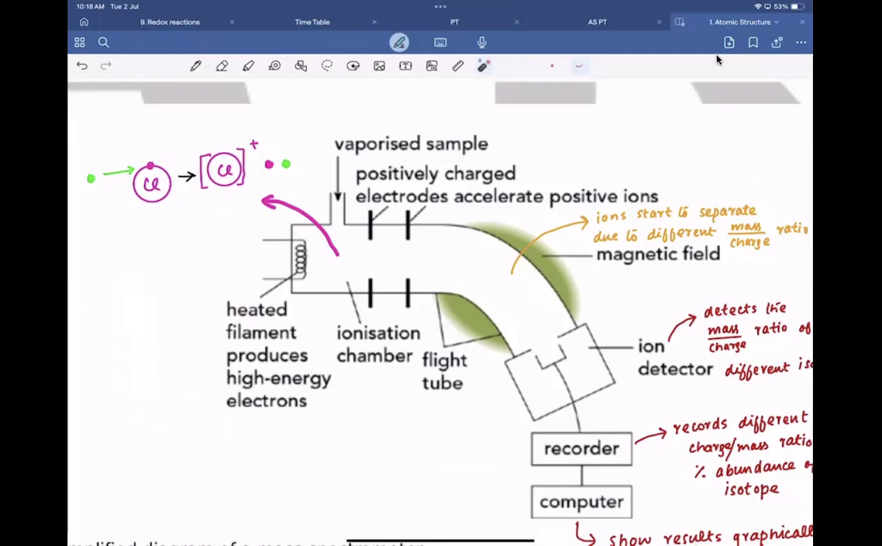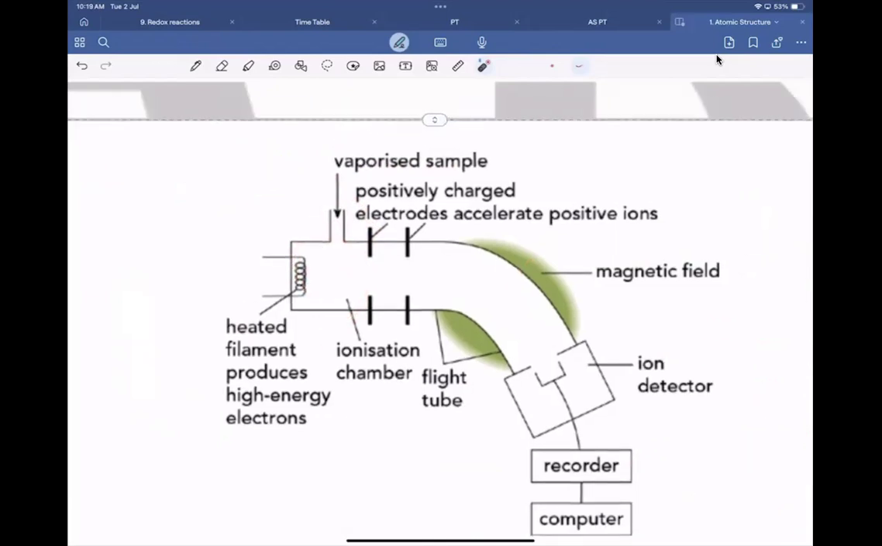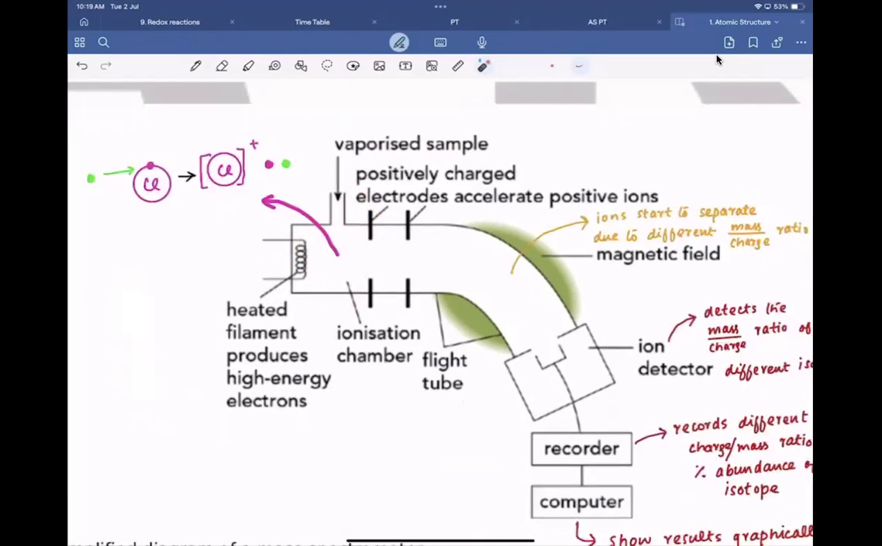Okay, so if you see this region, this is an inlet, and from this inlet we introduce a vaporized sample. For example, right now we are going to analyze the atoms of an element, so we introduce the vaporized sample of any element. If we are introducing a vaporized sample of an element, it means we have gaseous atoms over here in this region, which we call the ionization chamber. Is this understandable?